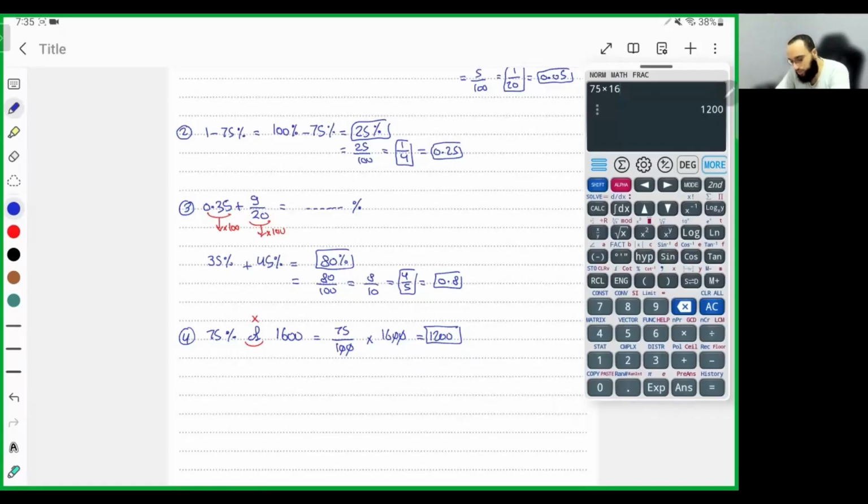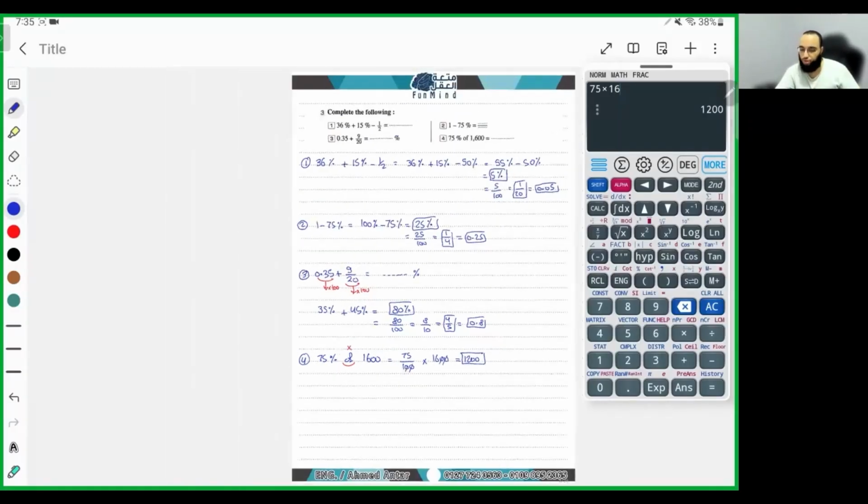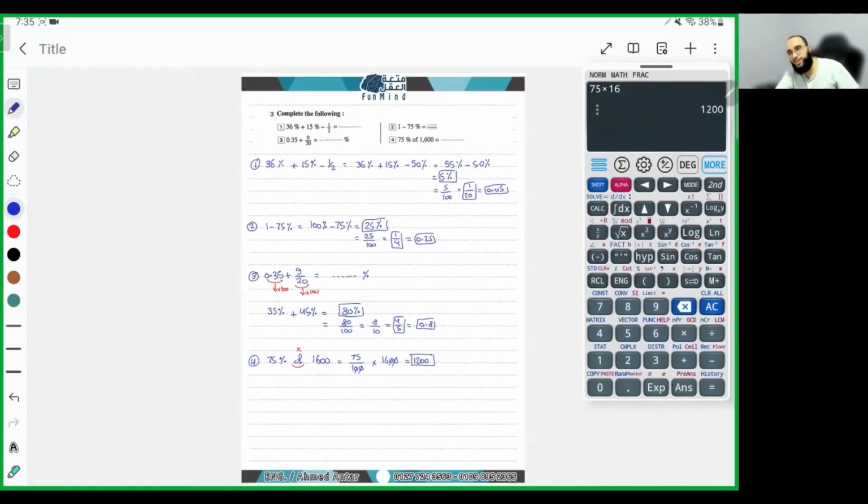It's a number because this was a number. Okay? It's not a percentage. It's not 1,200%. It's only 1,200. It's something like 1,200 pounds, 1,200 kilograms, 1,200 grams, something like that.